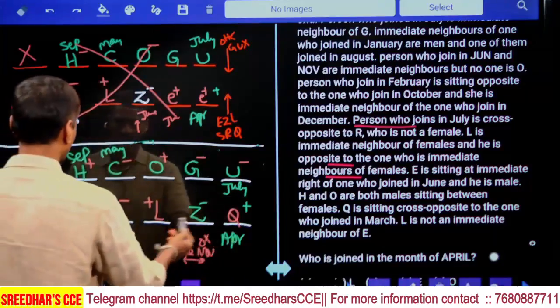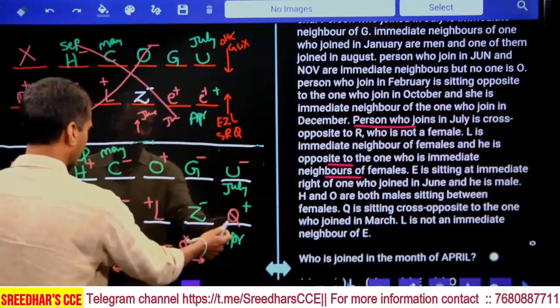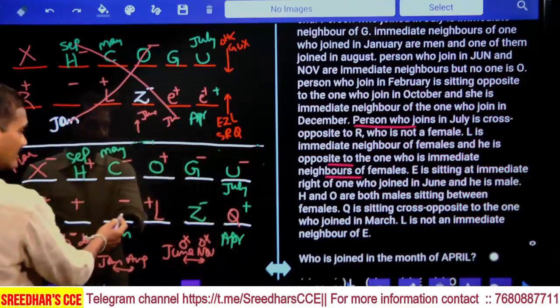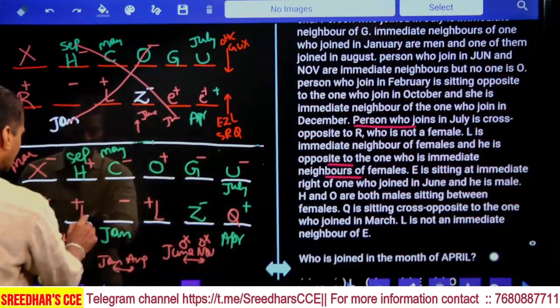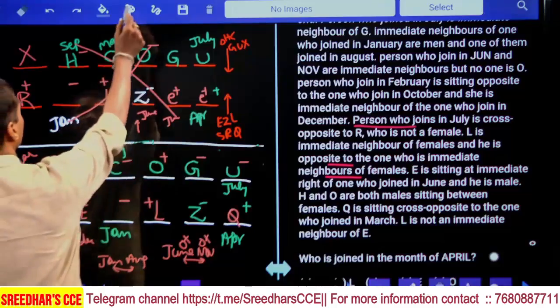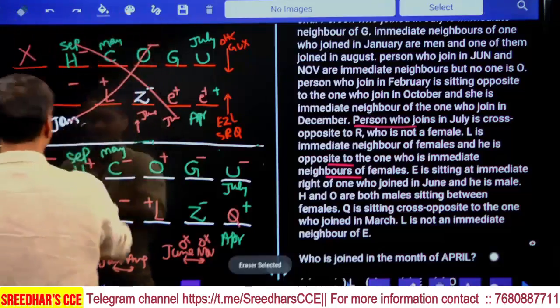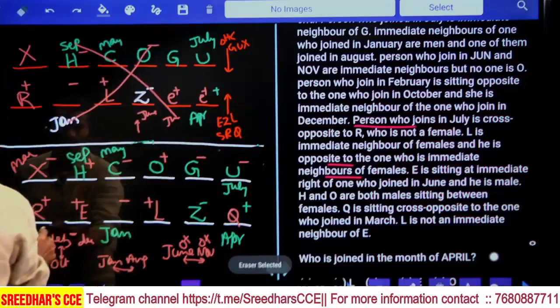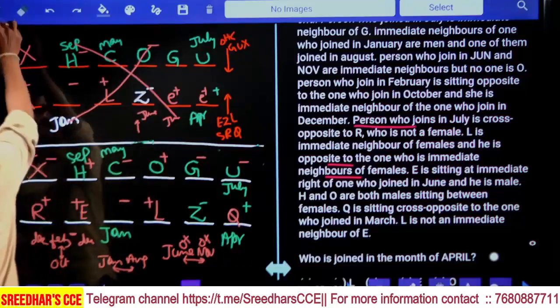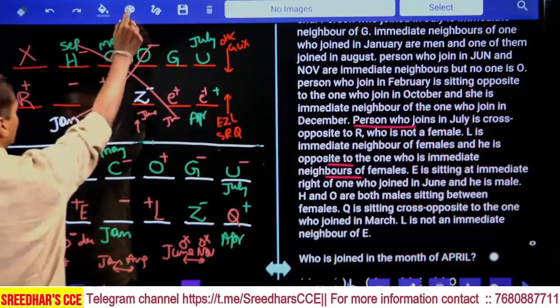As Q is here, then E cannot be here. Hence where should this E be? E cannot be here because E is a male. Hence E must be here. As E is here, E is opposite to whom? E is opposite to the one who joined in June. Now E is opposite to the one who joined in June.